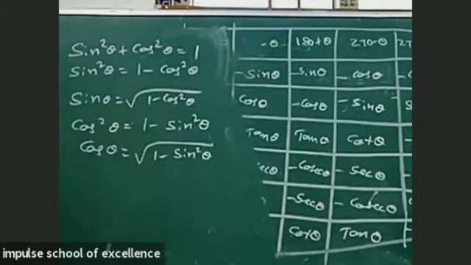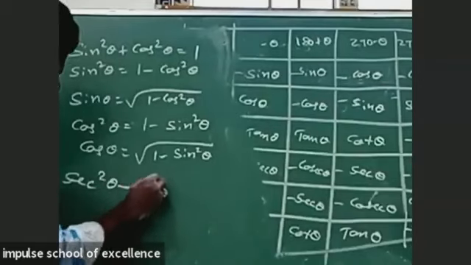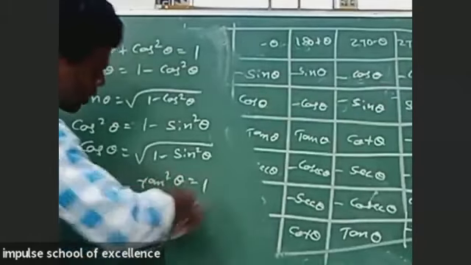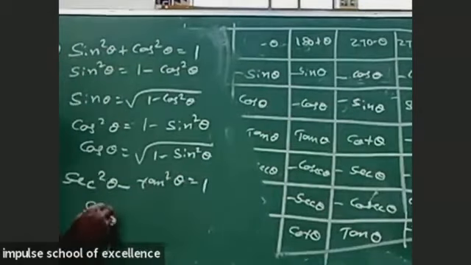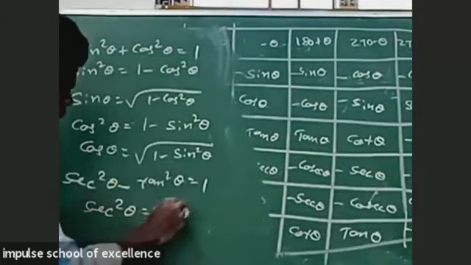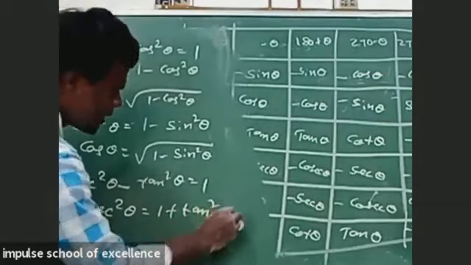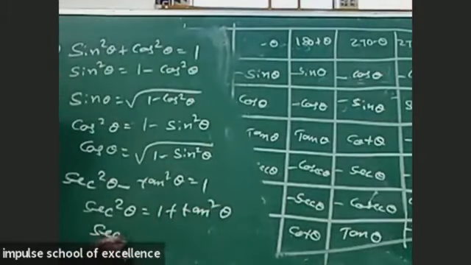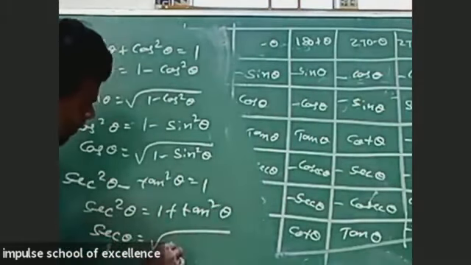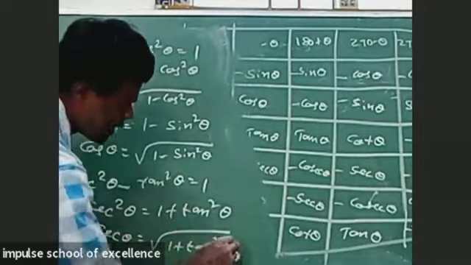Next, this is the first application, and let us see the second application. The second application is sec square theta minus tan square theta is equal to 1, and we know that sec square theta is equal to 1 plus tan square theta. So sec theta is equal to square root of 1 plus tan square theta.